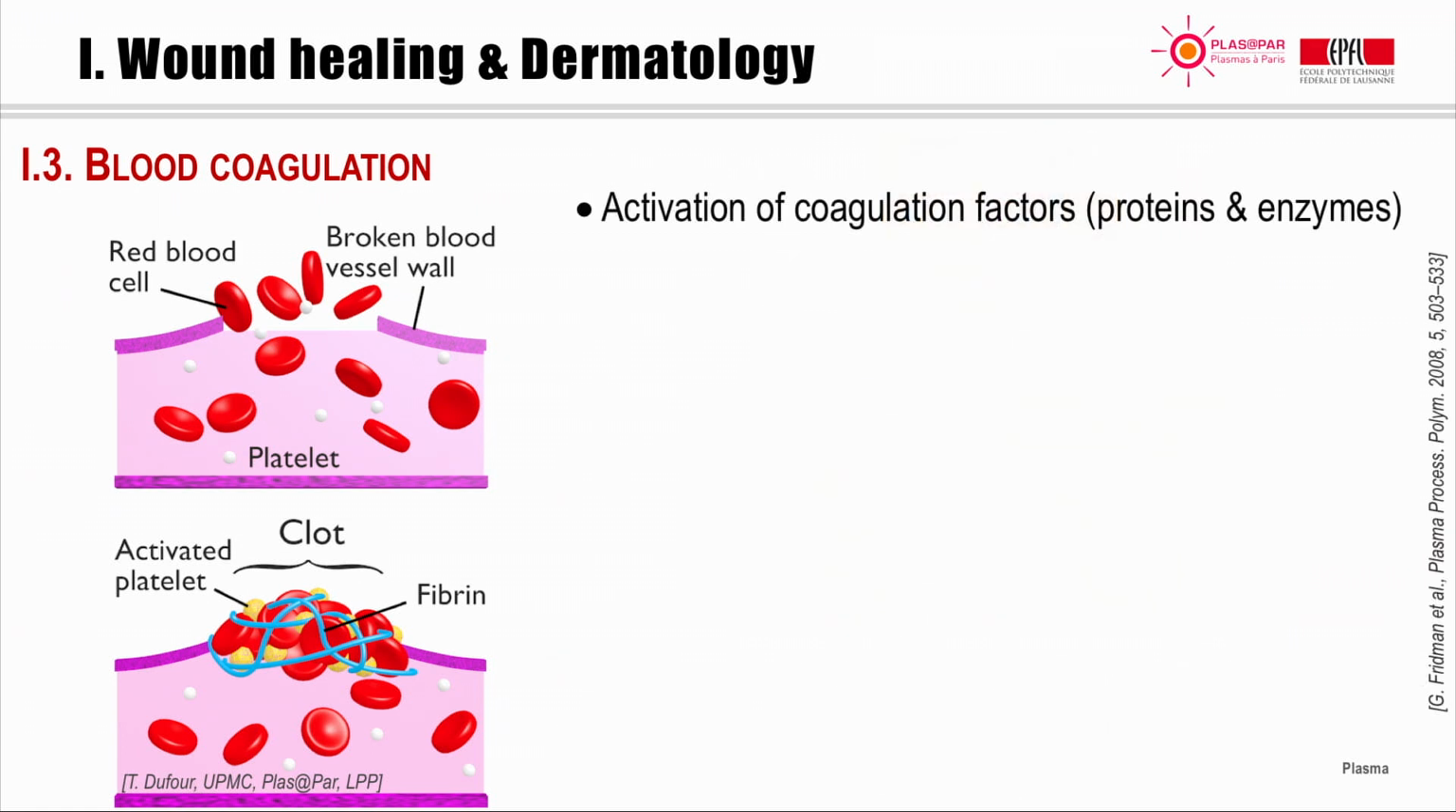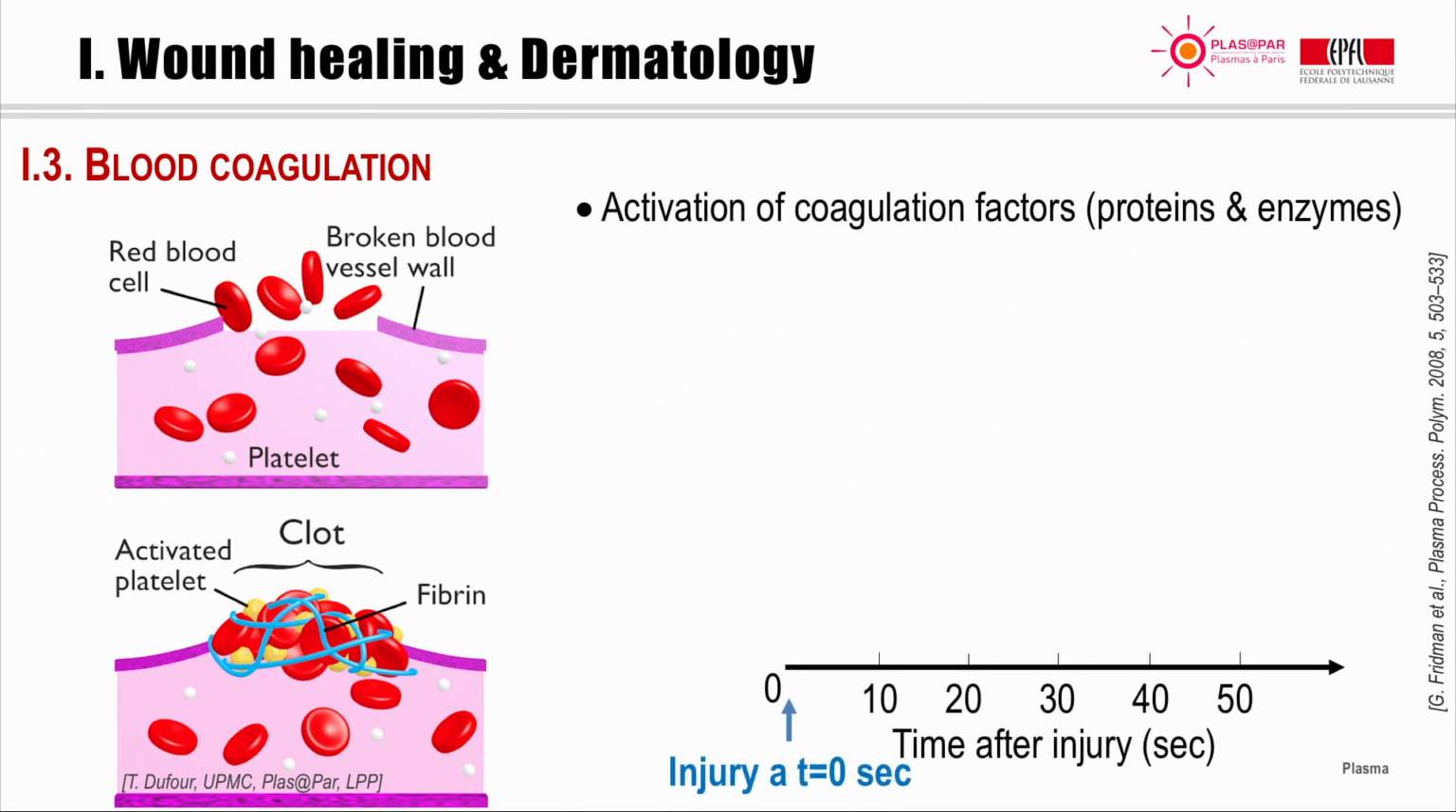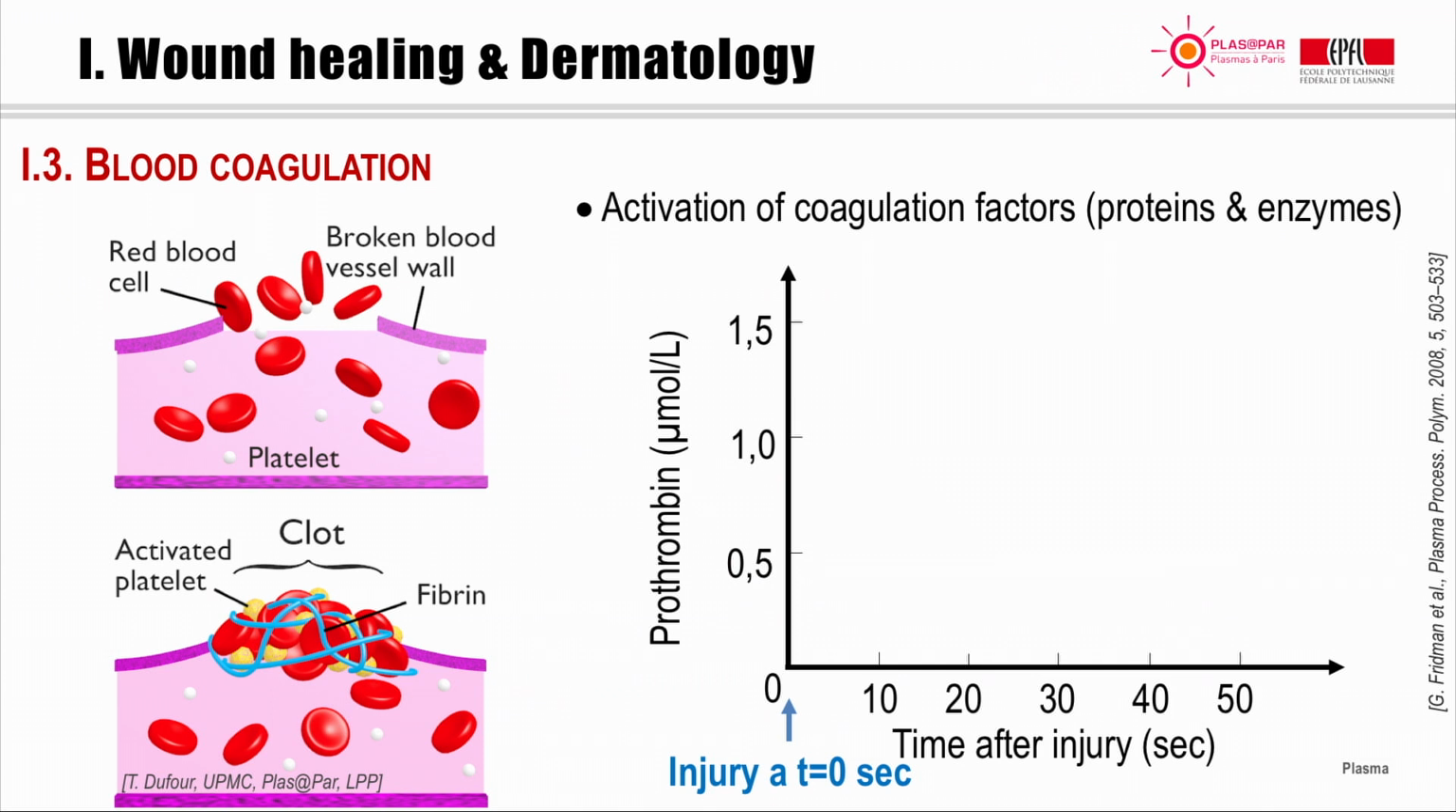One of the first benefits of plasma treatment is the activation of coagulation factors. In this figure, the concentration of prothrombin is plotted as a function of time. The instant t0 corresponds to the incision performed on the skin. First, if one considers the case corresponding to the natural coagulation, a maximum threshold of prothrombin is obtained at 30 seconds, with a value as high as 1.54 micromole per liter.